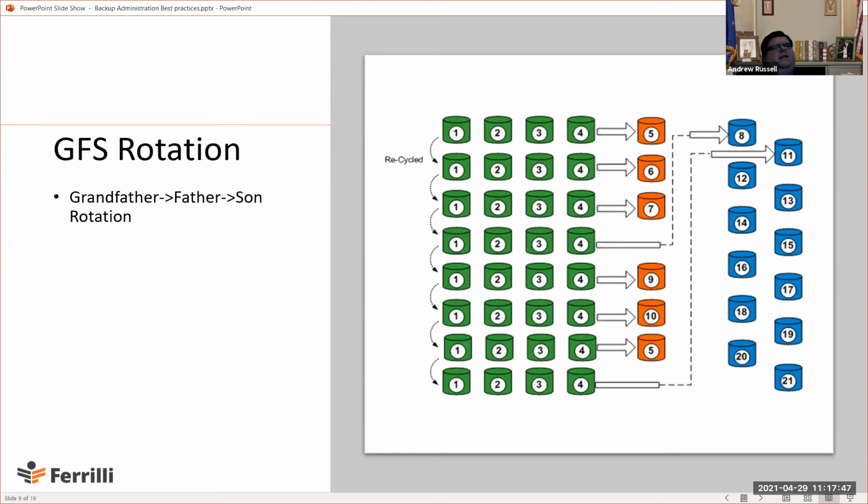This also circles back on the cloud configuration a bit as far as the GFS rotation. So the GFS rotation is just shorthand for grandfather, father, son rotation. This is a rotation that's recommended for baseline important systems, key systems on your network where you know the data is volatile, meaning it's changing on a regular basis. So our basic recommendation is to take seven dailies.